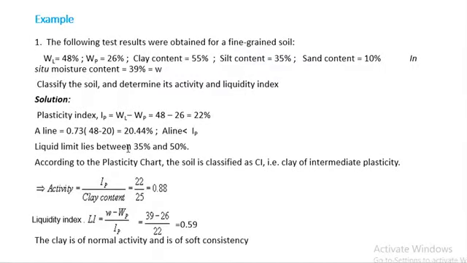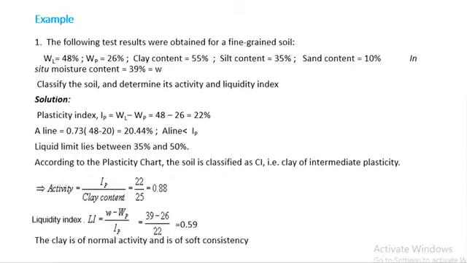Example: the following test results were obtained for a fine grained soil. WL is equal to 48%, plastic limit 26, clay content 25, silt content 35, sand content 40%, and in situ moisture content 39%. Classify the soil, determine its activity and liquidity index. So the plasticity index IP is equal to WL minus WP, and it's 22%.